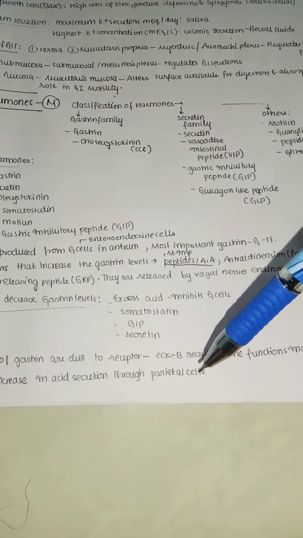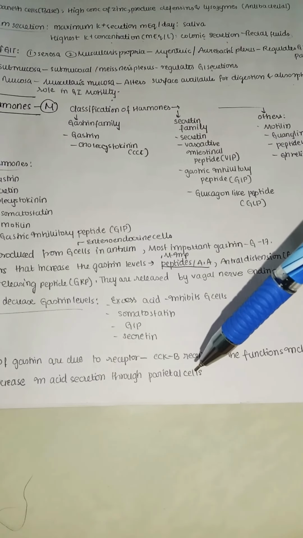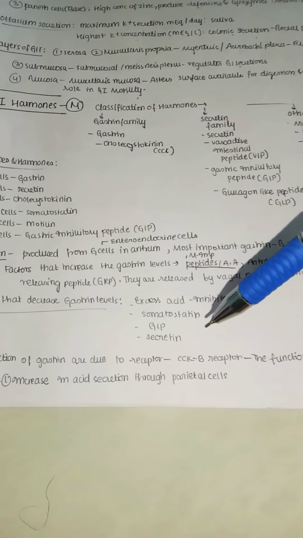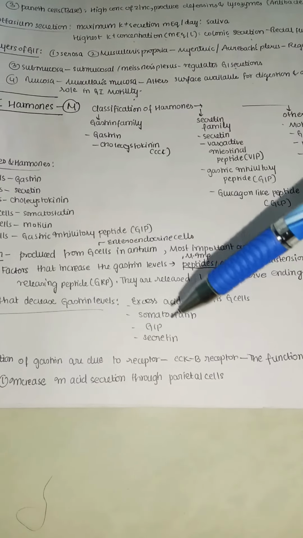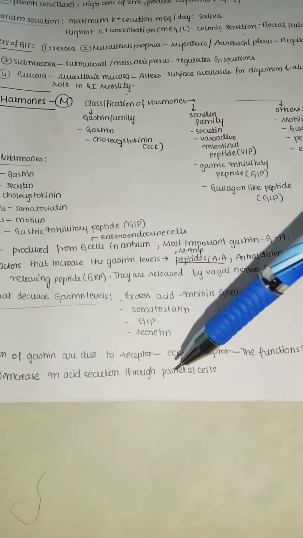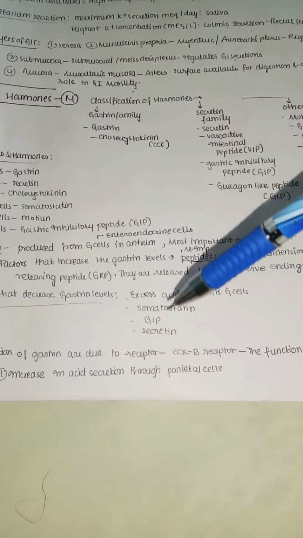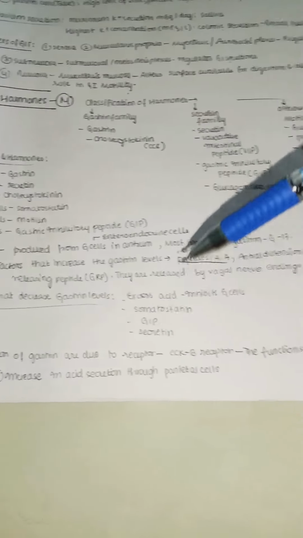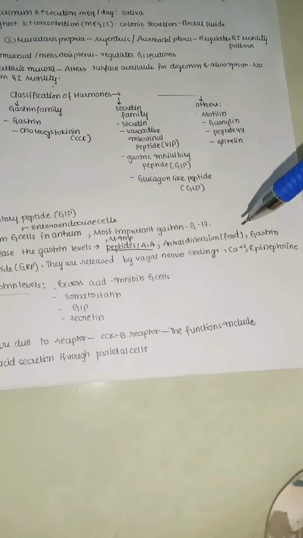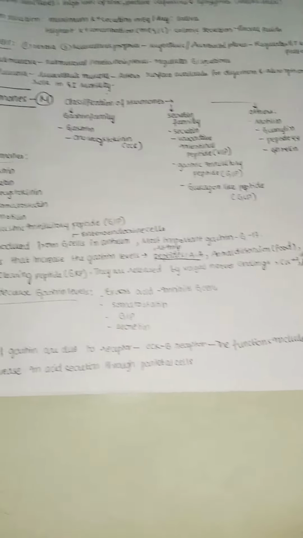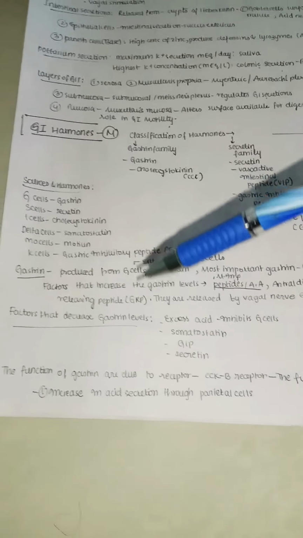Excess acid tries to inhibit the G cells, so in turn also decreasing gastrin levels. And somatostatin, it's a universal inhibitor, and also gastric inhibitory peptide. In the name itself you can see it's an inhibitory peptide, and also secretin. So remember, these four are the inhibitory means which are decreasing the gastrin levels. And the proteins, amino acids, distension, gastrin releasing peptide, calcium, epinephrine, these are all the increasing factors.